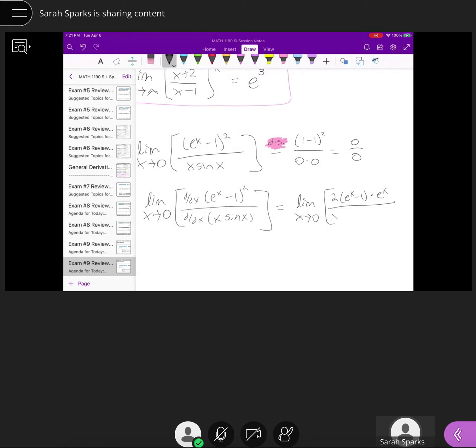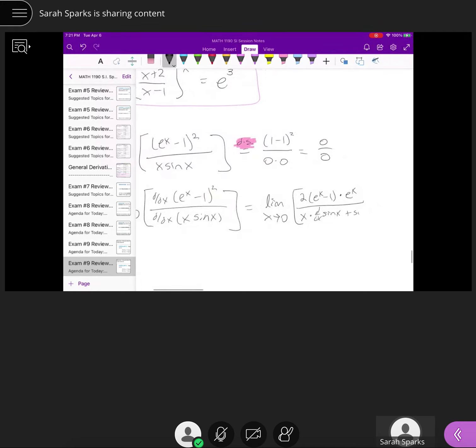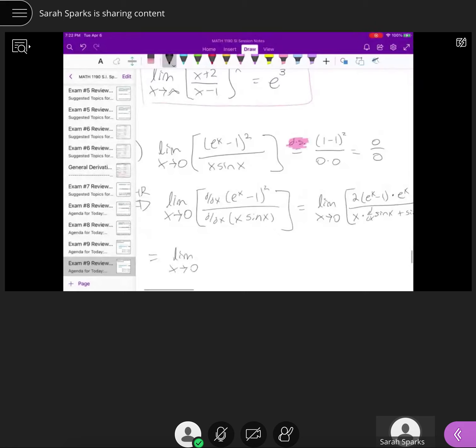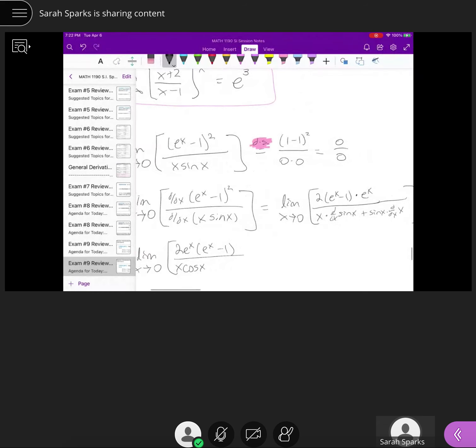Divided by, and then we have product rule, so we have x times the derivative of sine x, sine x plus sine x times d dx of x. Alright, so that would equal the limit as x goes to 0 of 2 e to the x times e to the x minus 1 over x cosine x plus sine x. The derivative of sine x is cosine x. Derivative of x is 1, so x cosine x plus sine x.